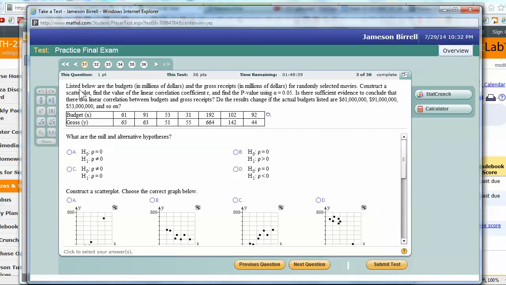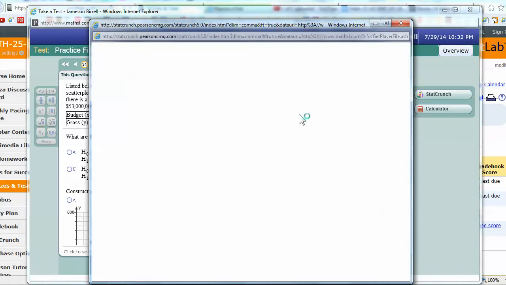Okay, so listed below are the budgets in millions of dollars and the gross receipts in millions of dollars for randomly selected movies. Construct a scatter plot, find the linear correlation coefficient R and the p-value using significance level 5%. Is there sufficient evidence to conclude that there is a linear correlation between the budgets and the gross receipts? Do the results change if the actual budgets listed are put in millions instead of like this, where it's in millions, but they're just showing the whole number part. And I think you can answer that right now. But either way, let's run the test.